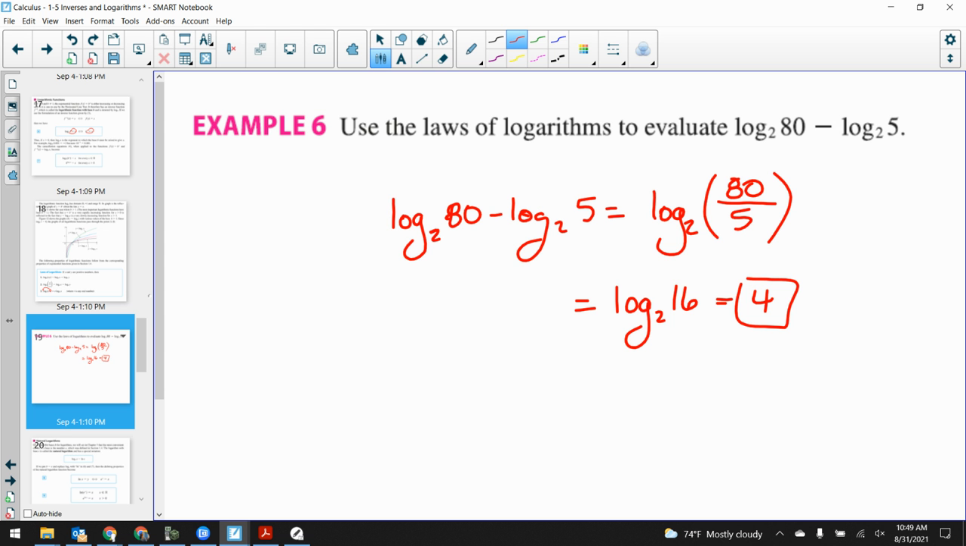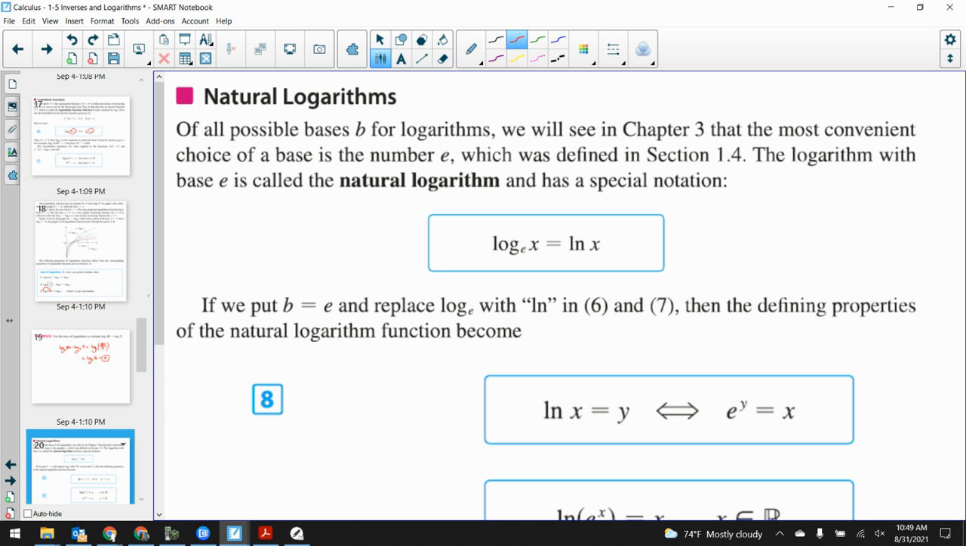A couple other unique things about logarithms. We have natural logarithms. Just like we had e to the x as the naturally occurring constant, Euler's constant, we can put the base of the logarithm as e as well. If we do that, it's got a special name. It's called the natural logarithm, denoted by ln of x. Of all possible bases b for logarithms, we will see in chapter 3 that the most convenient choice for a base is the number e, and we're going to talk about e a lot in chapter 3. The logarithm with base e is called the natural logarithm and has a special notation of ln.